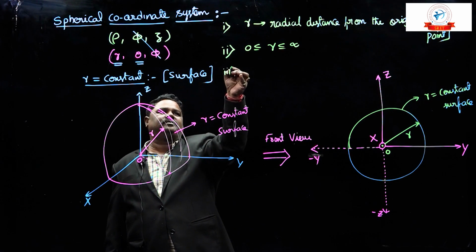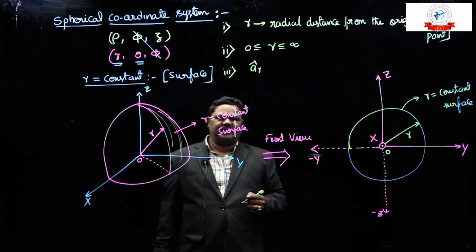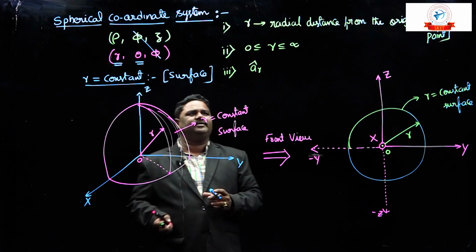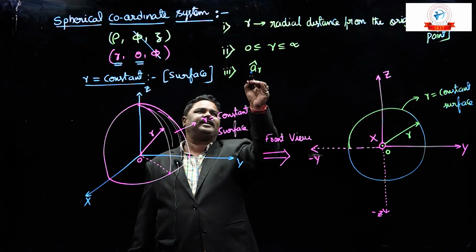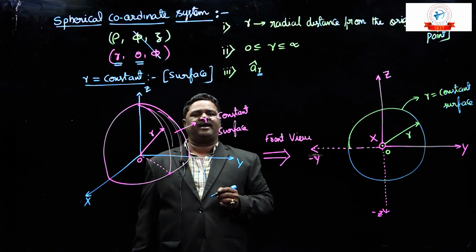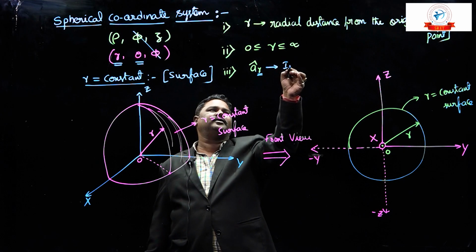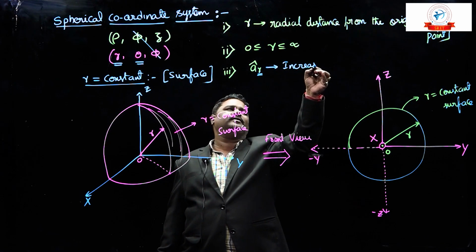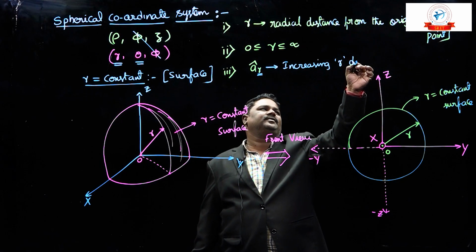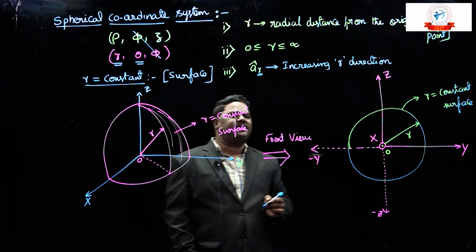Next, third point. What is AR cap? As usually we know, for any unit vector, AR cap is the increasing r direction. Increasing r direction is AR cap.